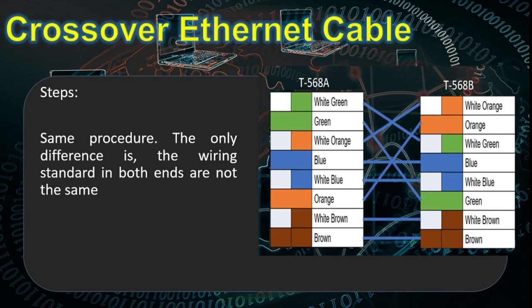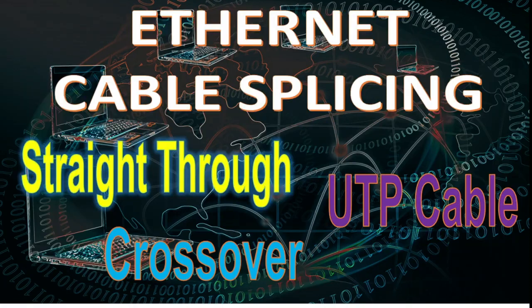That's it. For crossover cables, same steps, same procedure. The only difference is, the wiring standard in both ends are not the same. Simply make one end of the cable T568A wiring standard and the other end T568B wiring standard. Now, you can make your Ethernet cables straight through cable and crossover cable.